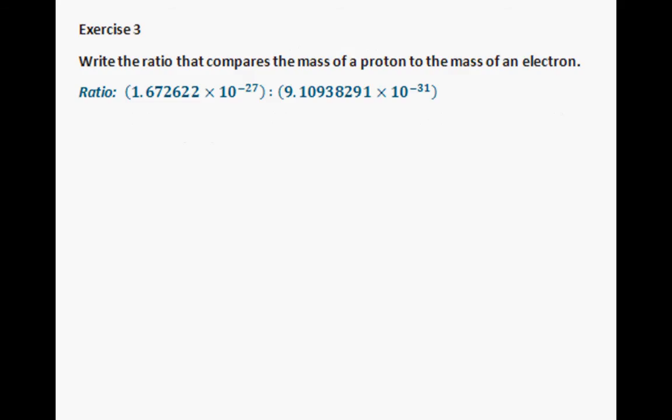All right, so you should have come up with this, writing a ratio that compares the mass of a proton to the mass of an electron, which means that you would write it either using a colon or, if you wrote it as a fraction, then the 1.672622 expression would be your numerator, and the 9.109 so on would be your denominator.